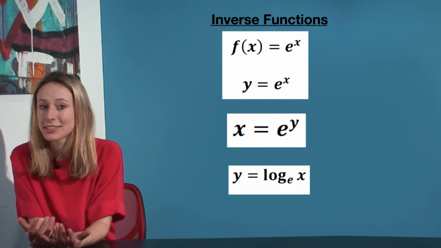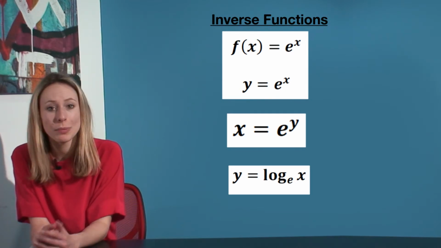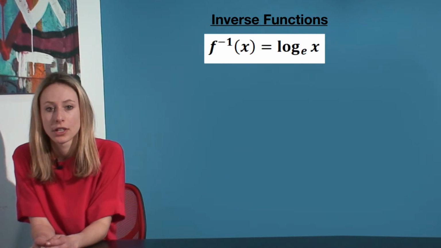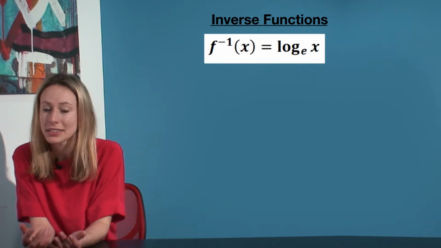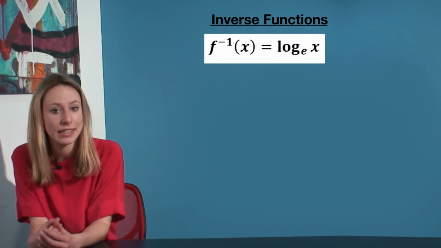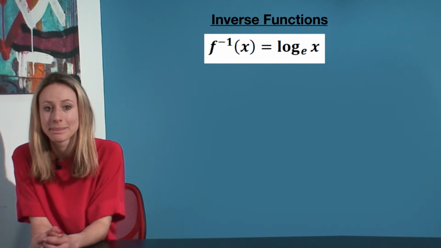Now, if we were asked to do this in the exam, to get full marks, we need to make sure that we go back to using the original notation. We use f to the negative 1 because that is the notation for the inverse, giving us f to the negative 1 of x equals log base e of x.